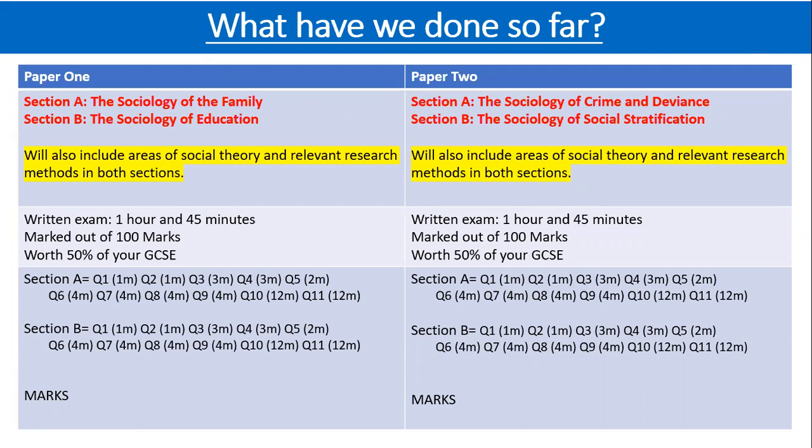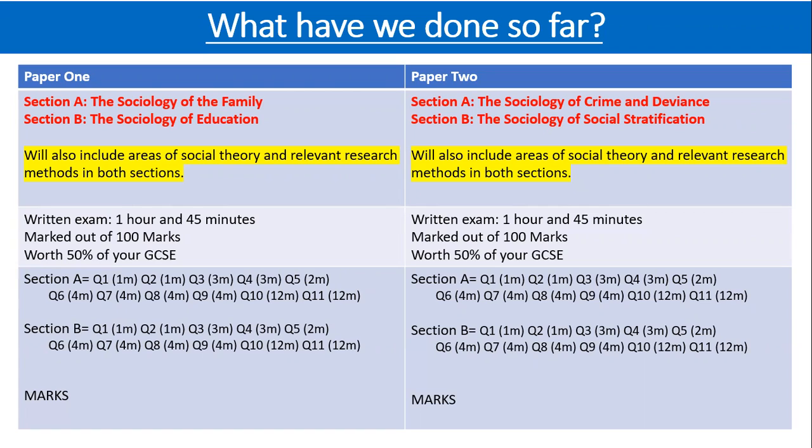But before that, I'm just going to give you a reminder at the end of every unit, as I do, of what we've done so far and what the course is. So as we said last time, the GCSE is split into two different exam papers. In paper one, you've got two sections: the sociology of the family and the sociology of education. And then paper two is the sociology of crime and deviance and the sociology of social stratification.